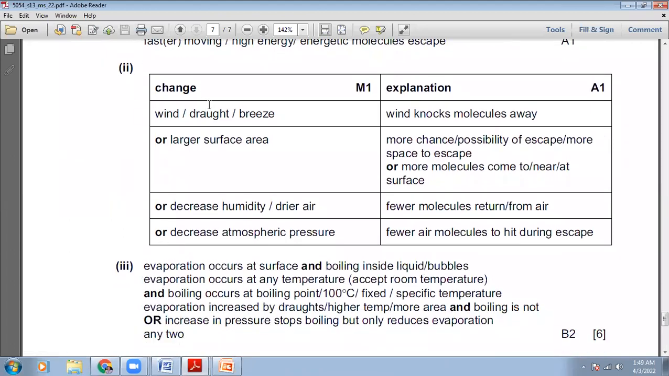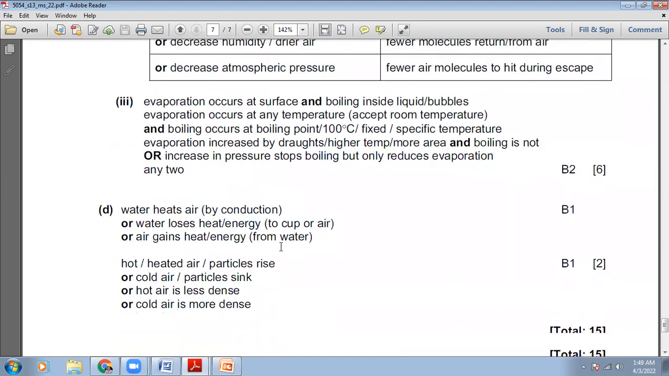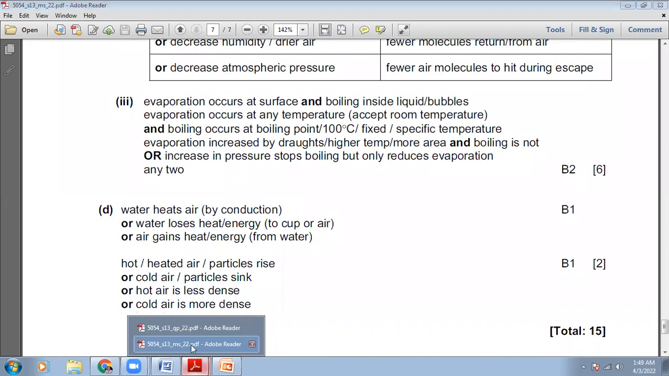In the marking scheme, he has given different answers: wind, draft, breeze. Wind knocks molecules away. Larger surfaces, this is the answer which we have given: more chance or possibility of escape, more space to escape, or more molecules come near the surface. Or decrease the humidity or drier air, fewer molecules return from air, and decrease the atmospheric pressure, fewer air molecules to hit during escape. Okay, so our answer is right.